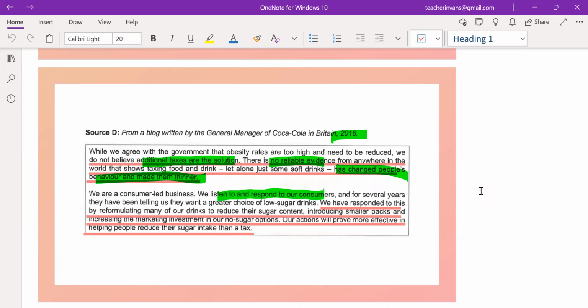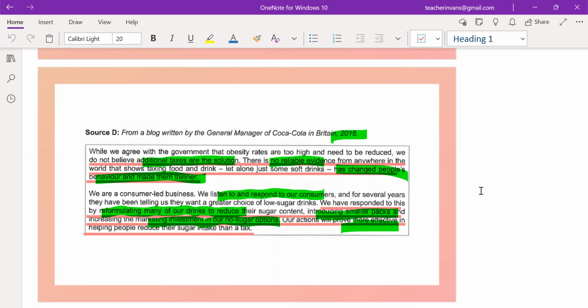Now, Coca-Cola also said that they are a consumer-led business and they have been listening to the responses of consumers and they have reformulated many of their drinks. Okay, and they say that through reformulating, through introducing smaller packs, through increasing advertisement or marketing to highlight there is a no sugar option to consumers, it is actually more effective in comparison to the sugar tax.